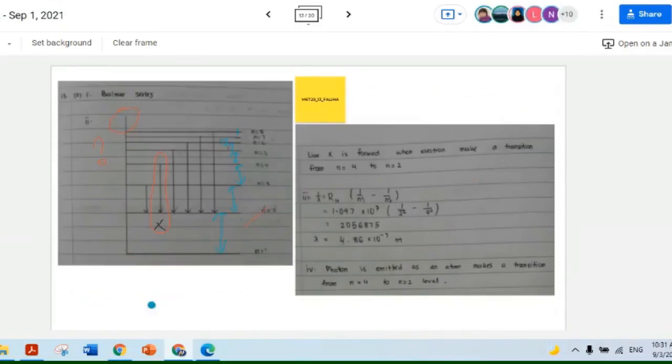And just now Faliha already explained. This is the line, formation of line X. We check: the electron makes a transition. Okay, acceptable. Okay, next, calculation.